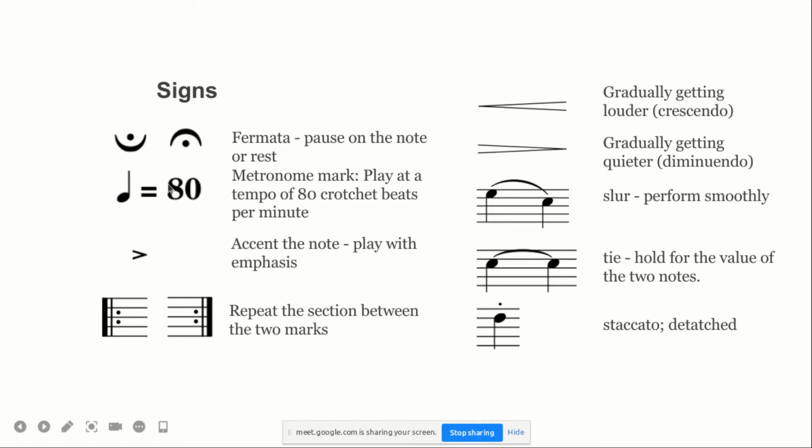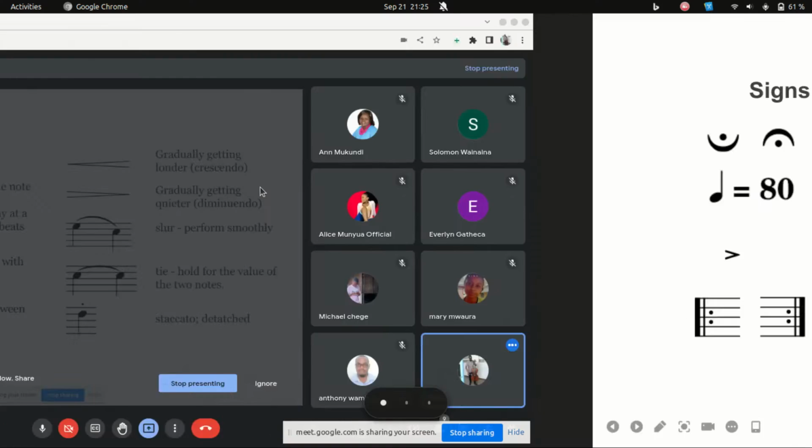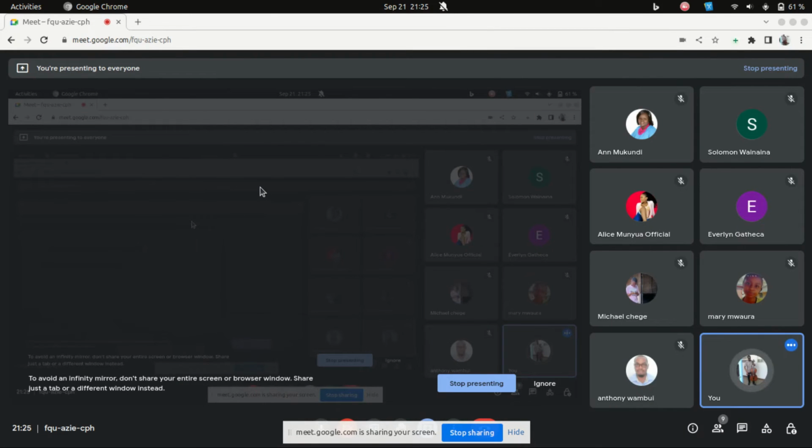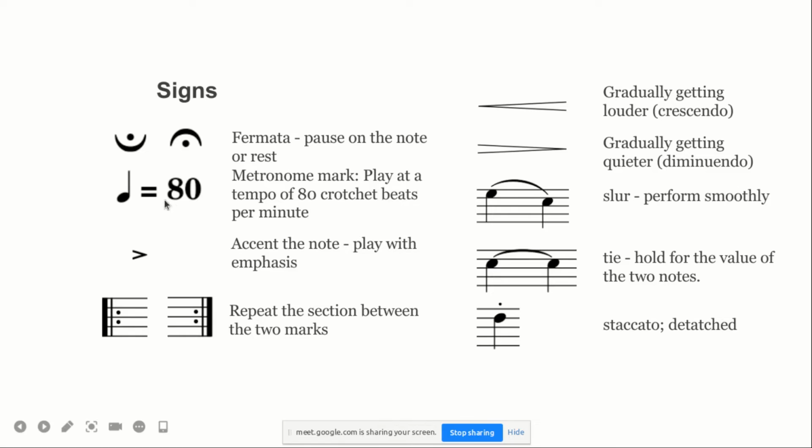And then we have this crotchet equals 80. Ann Mukundi, you told me you never saw me showing this.